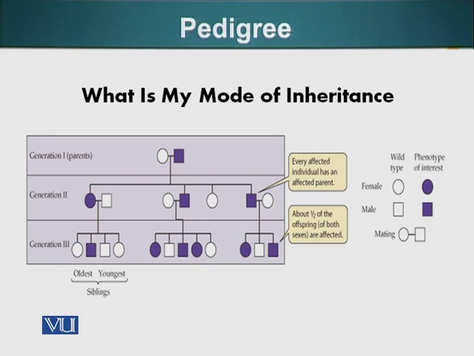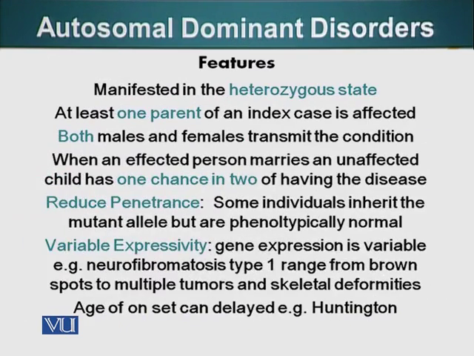Now let's look first at the features of autosomal dominant disorders, then the autosomal recessive disorders, and then X-linked disorders. The whole purpose of this exercise is that when we make a pedigree to investigate a human disease, we should be able to tell whether it is dominant or recessive. So here are the major features of autosomal dominant disorders. This kind of disease can appear in the heterozygous state. At least one parent of an index case is affected.